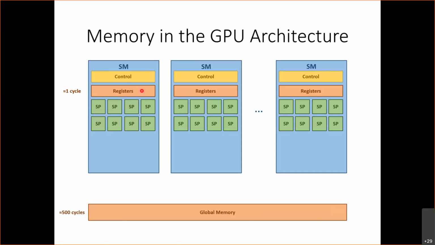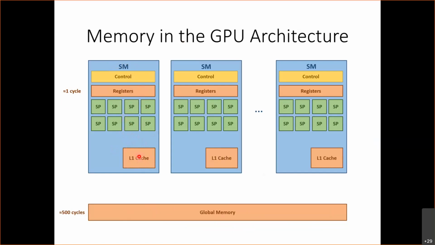We also have an L1 cache. An SM has an L1 cache, and those of you who are familiar with computer architecture know what an L1 cache is. Basically, when you load data from global memory, there's a cache that keeps that data there in case you access it again, and that way frequently accessed data tends to stay in the cache rather than having to get it from global memory every time.